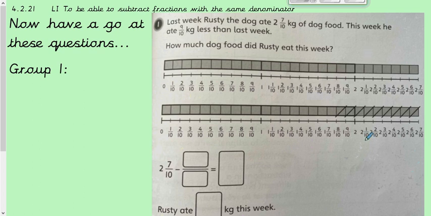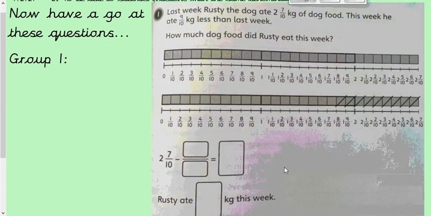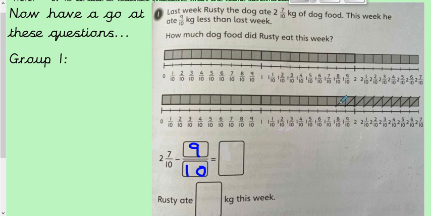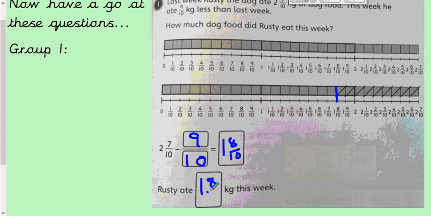So they've actually drawn it for you. So they've drawn 2 7/10, and then they've taken away 9/10. So they've crossed out 9/10. So you're taking away 9/10, and then you just had to find what it landed on. So it lands on this one, which is 1 8/10. So therefore Rusty ate 1 8/10. So it kind of showed you on the fraction strip here, so you just had to use it to help you work it out. So hopefully that was all okay for you.